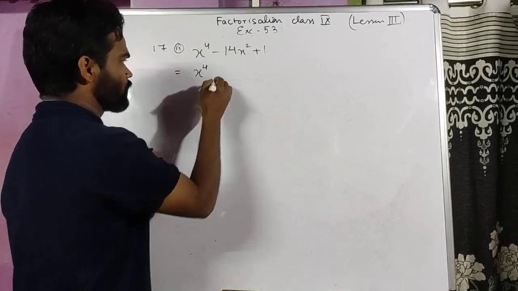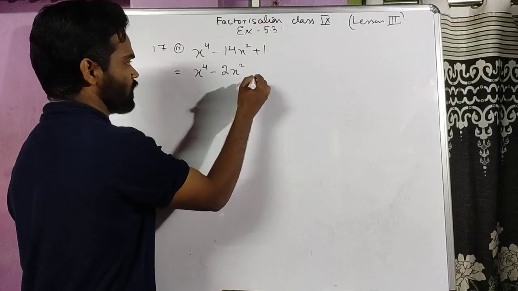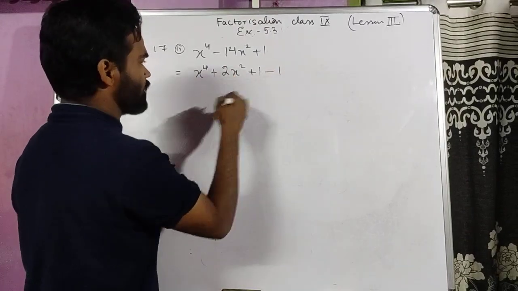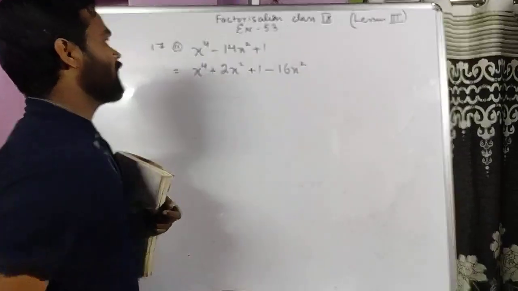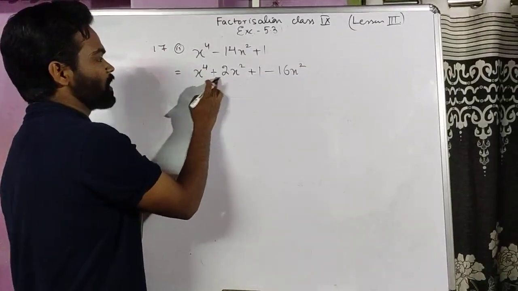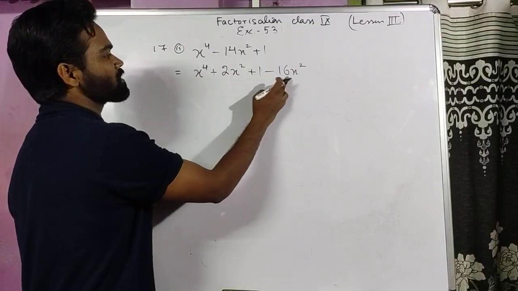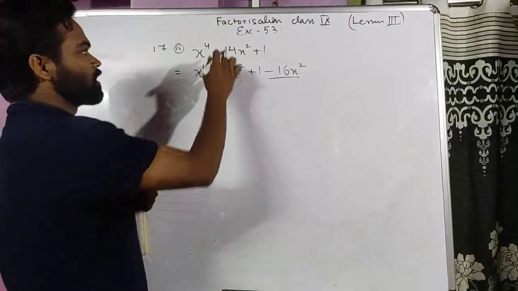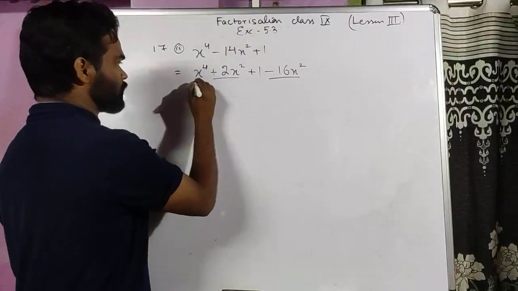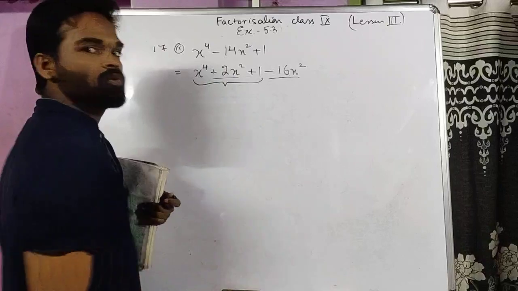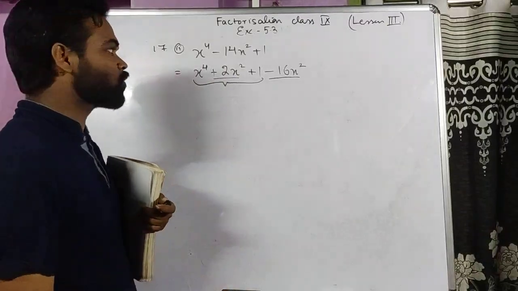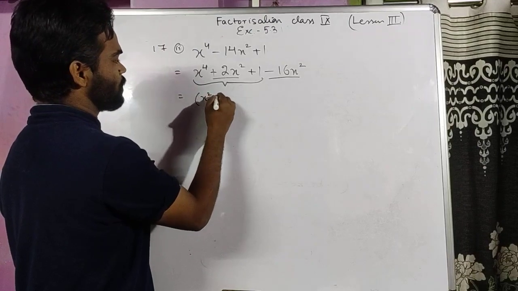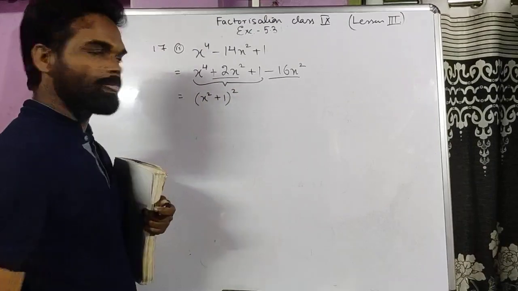x to the power 4 minus 2x square plus 1 minus, plus, and over here, I've written this in the form of x to the power 4 plus 2x square plus 1 minus 16x square, because minus 16x square plus 2x square ultimately gives you this. Why have I done this? Because if you look carefully, this we can express as a perfect square. So this can be written as x square plus 1 whole square.